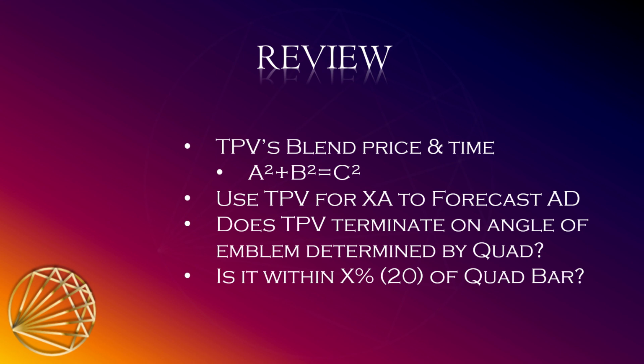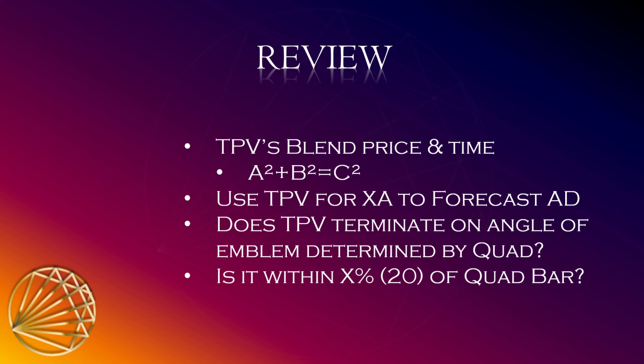When we do this, we determine whether or not that TPV terminates on an angle of the emblem determined by the quad. Is that the case? If it is, then we can go to step 2. And step 2 is when we determine exactly at what point the 100% TPV ratio is on the AD leg on the 52-degree angle or whatever angle we're trading off of. We've got to ask ourselves, is it within the tolerance level of our trading plan? I'm using the 20% rule here in these examples.